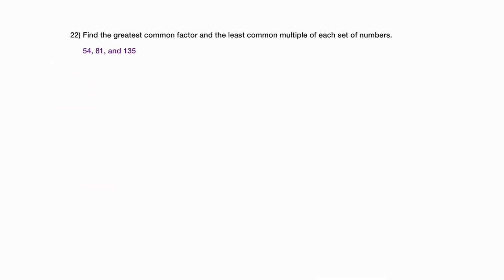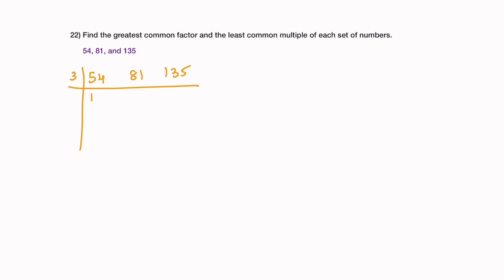The same thing. So let's start first here with GCF. 54, 81, 135. Only one even number, so we are not going to use 2. Let's see if they are divisible by 3. 5 plus 4 is 9. Yes. 8 plus 1, 9. Yes. 1 plus 3 is 4. 4 plus 5 is 9. So yes, they all are divisible by 3. So we go with 3.